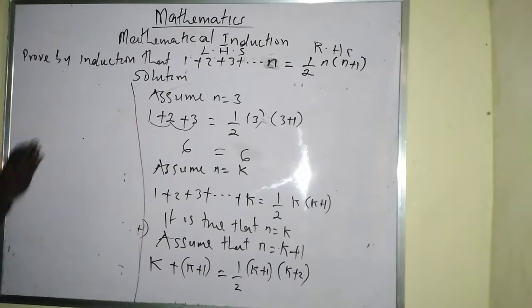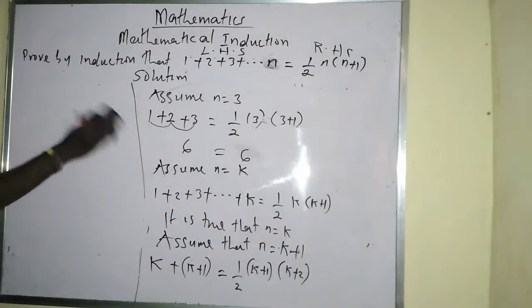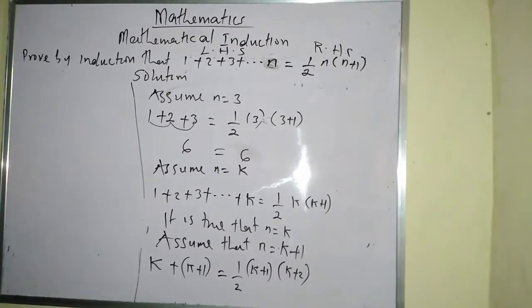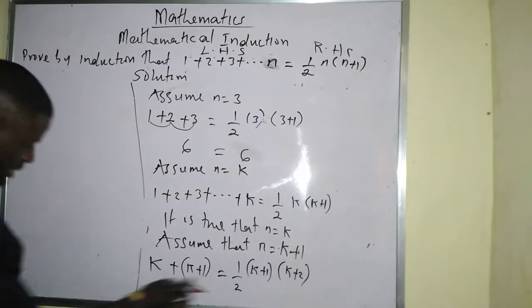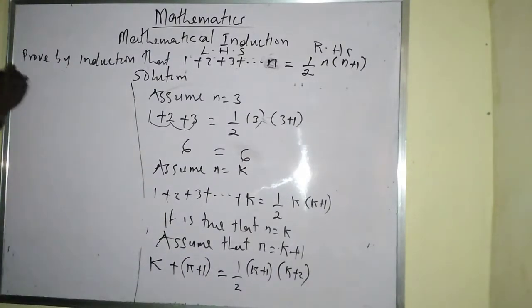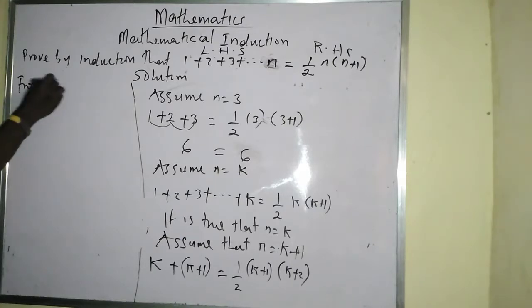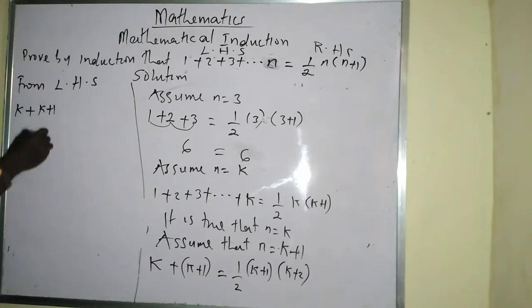I can now use any side. Now, this is the statement I want to prove. These two statements, that this is equal to this or this is equal to this. I can decide to start from the LHS. Now, what is my LHS? This is my LHS, my left hand side: k plus, k plus 1. Now, that's what I want to work on.